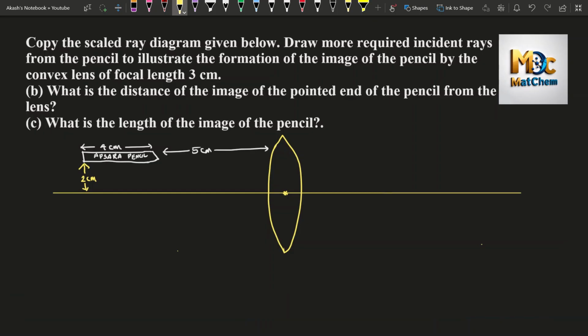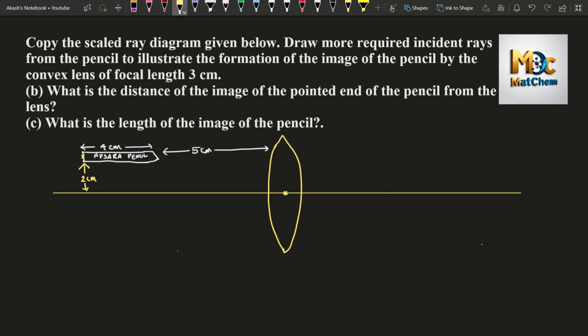The first one: copy the scaled ray diagram given below. Draw more required incident rays from the pencil to illustrate the formation of the image of the pencil by the convex lens of focal length 3 centimeter. So we have a convex lens of focal length 3 centimeter. We need to create the image of an object which is a pencil of length 4 centimeter placed 5 centimeter apart from the lens. That means the tip of the pencil is 5 centimeter away from the lens, and the end of the pencil is 9 centimeter away from the lens.